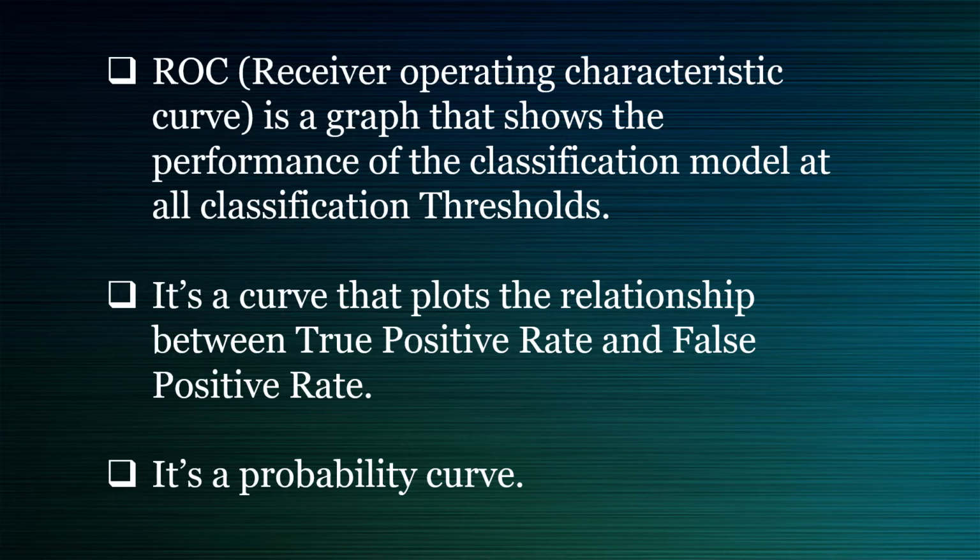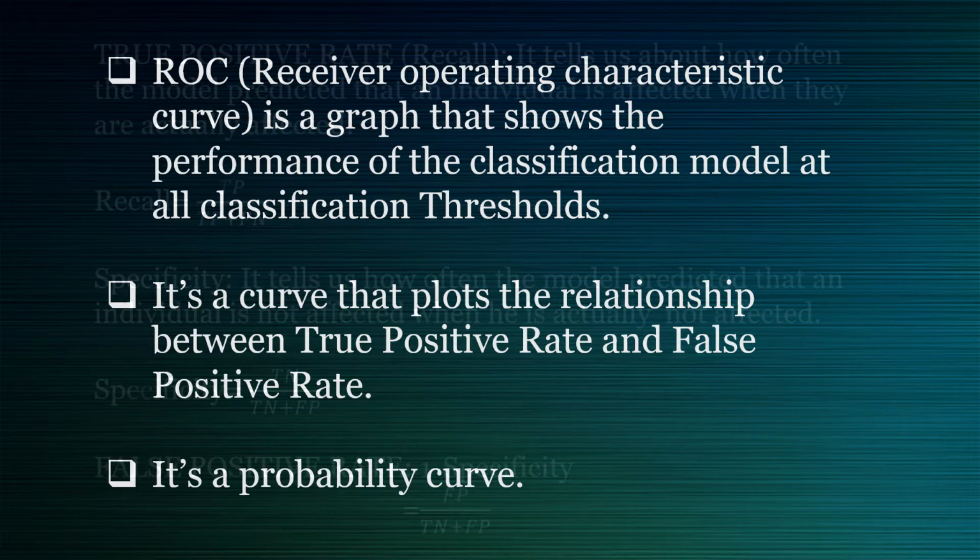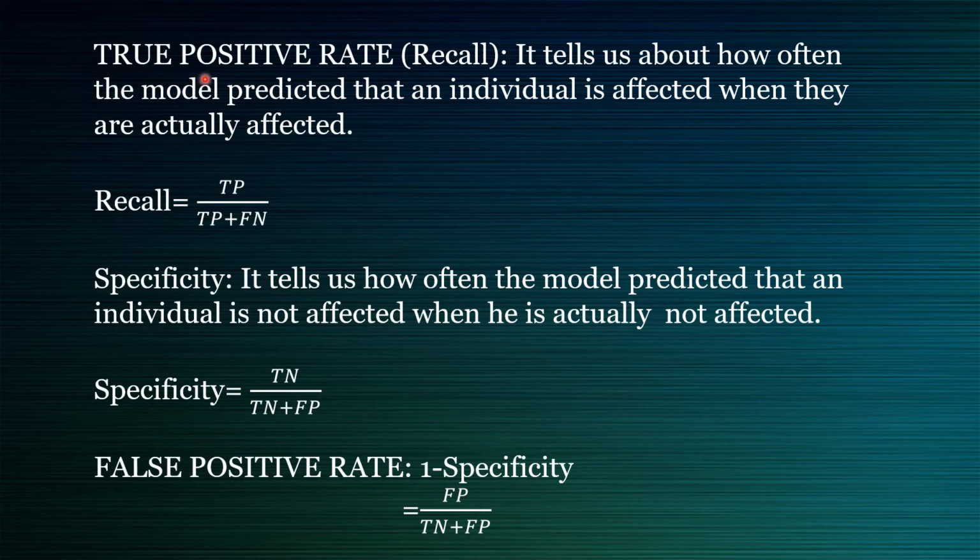Now let's learn about the concepts which are embedded inside the ROC curve. The first concept is true positive rate or your recall. What exactly is recall? It tells us how often the model predicted that an individual is affected when they are actually affected. True positive upon true positive plus false negative. Recall is also known as sensitivity.